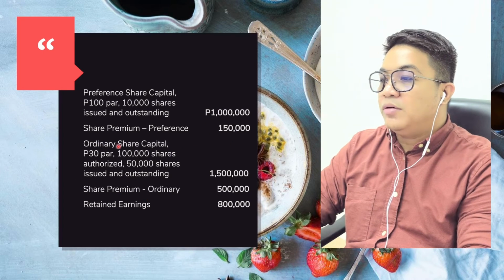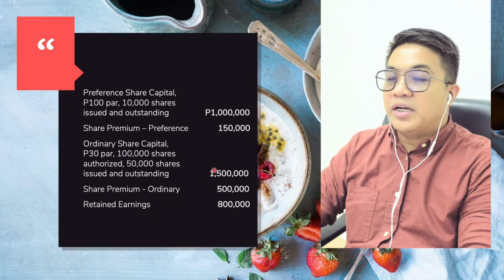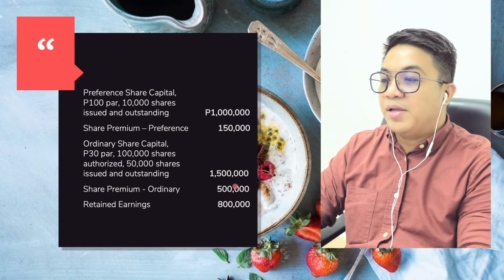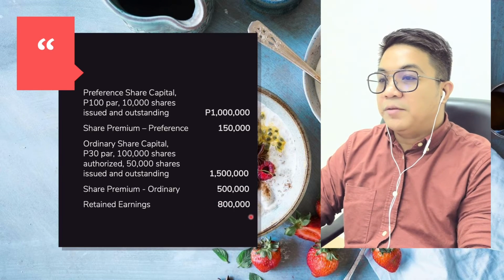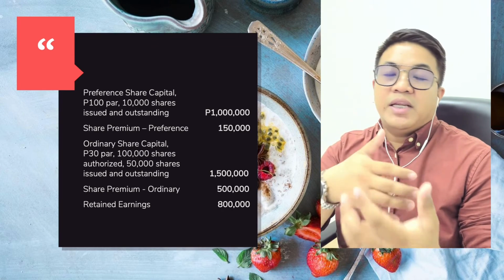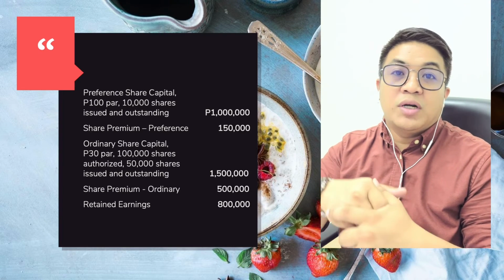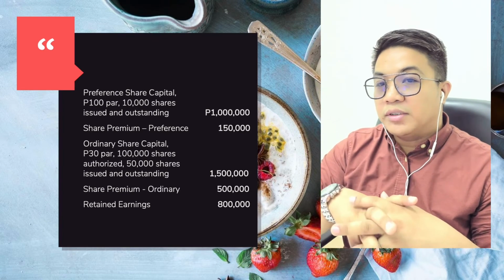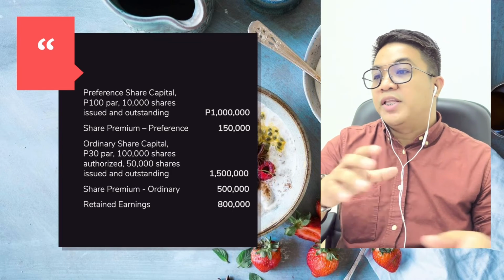And also, here, ordinary, and the corresponding ordinary share premium, 1.5 and 500,000. And also, we have here, given in the problem, the retained earnings. So the concept we are explaining here, guys, is what our journal entries are to record this conversion from preference share to ordinary share.